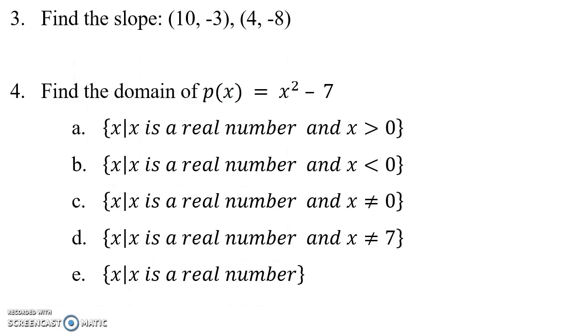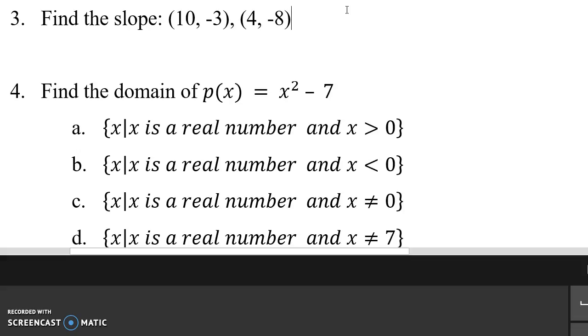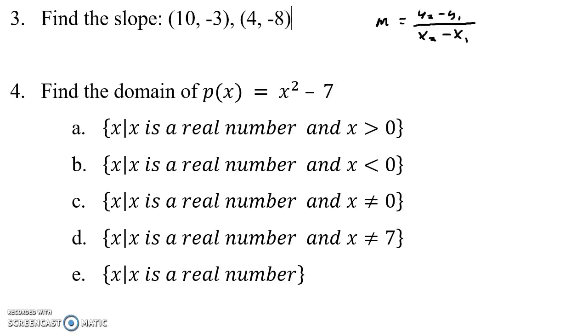Find the slope of 10, negative 3, and 4, negative 8. In other words, those are points, and we are to find the slope. Well, if you remember, the formula for the slope is m equals y2 minus y1 over x2 minus x1. And so it doesn't matter which are x1 and y1, but let's go ahead and label them. I'm going to label them this way.